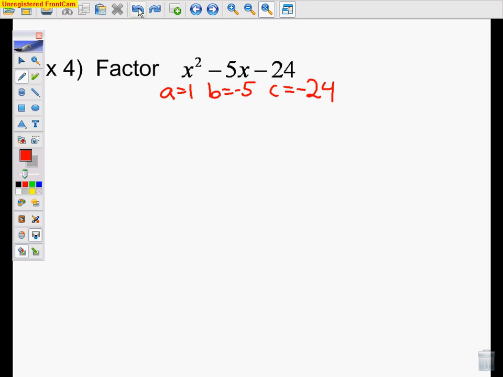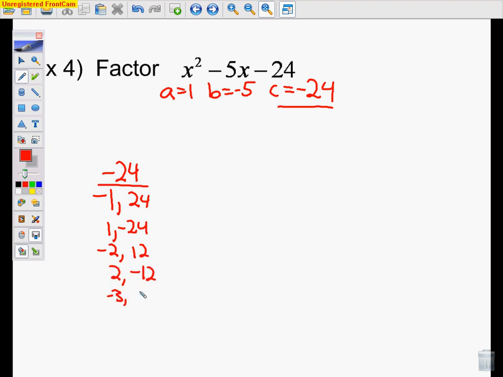Okay, so for something to multiply to be a negative, you know that one number has to be positive and the other one has to be negative. That's the only way that two numbers can multiply together to be negative. So let's list the things that multiply to give you negative 24. Negative 1 and positive 24, positive 1 and negative 24, negative 2 and positive 12, 2 and negative 12, negative 3 and positive 8, positive 3 and negative 8. I'll put over here negative 4 and positive 6, and positive 4 and negative 6. All right, those are the things that multiply together to give you negative 24.